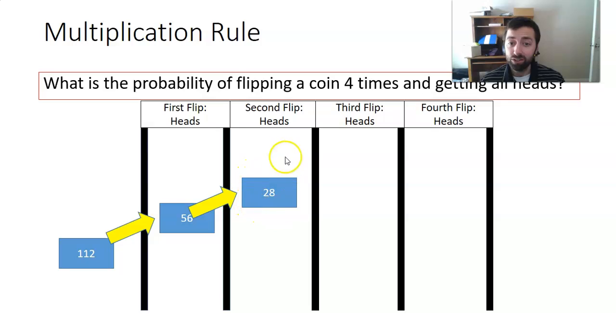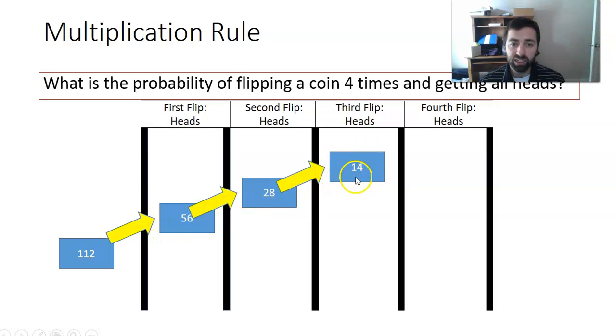So now these 28 people are all going to flip a coin a third time. And how many of these 28 do we expect to flip heads on this third flip? Well, again, they each have a 50% chance, and so we would expect roughly 50% of them to get heads on this third flip. So we would expect about 14 to get heads on that third flip. So now only 14 people out of the original 112 have flipped heads every single time.